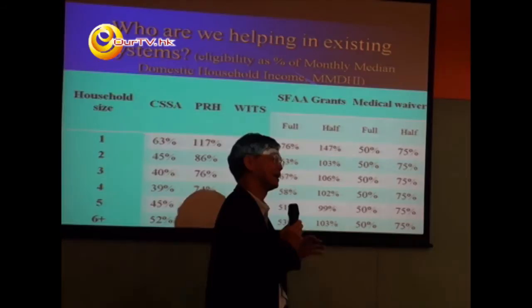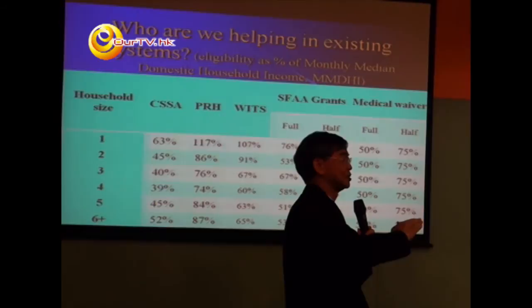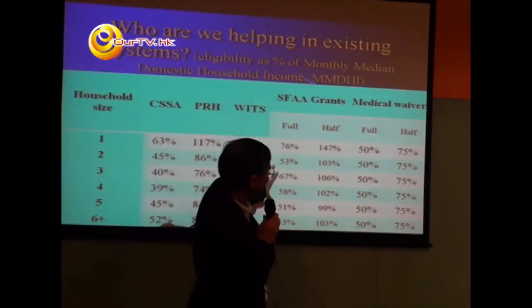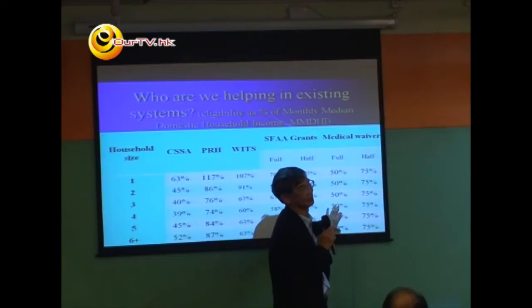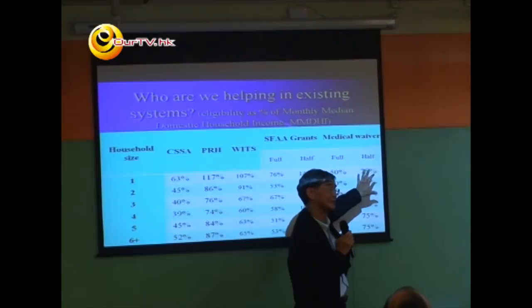Which basically means 50% of the households will be able to get at least a half grant for students in secondary and primary school. We have three types of grants; I'll talk about one of them later on. The full grant is slightly over 50%, around 60-something. The medical waiver is a simpler system: 50% of the median for a full waiver, and those at 75% or below will have a half waiver for medical fees.